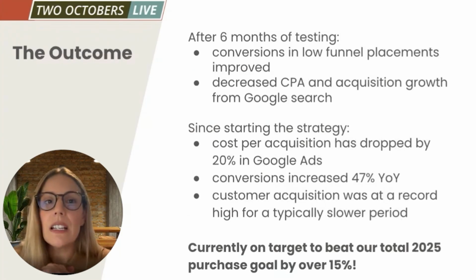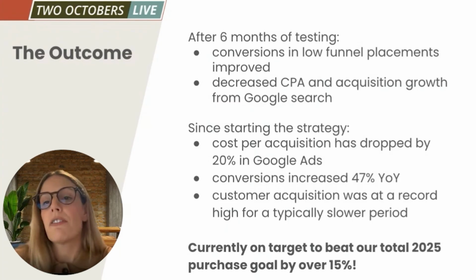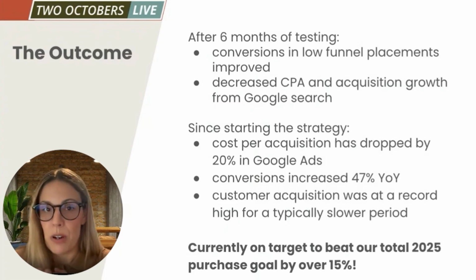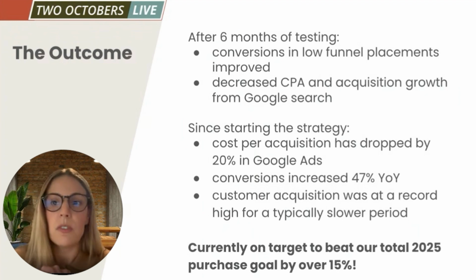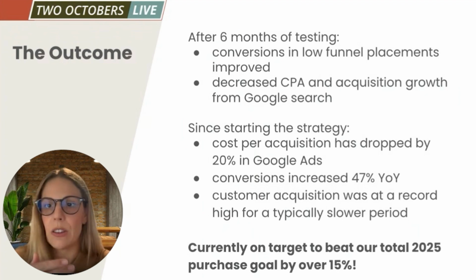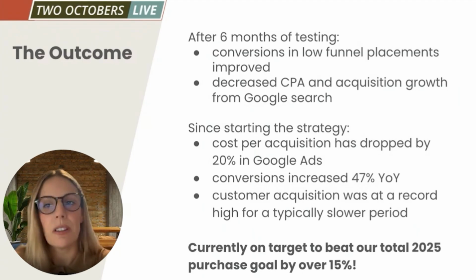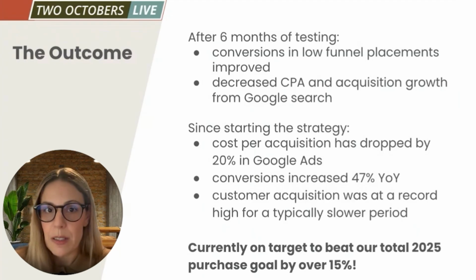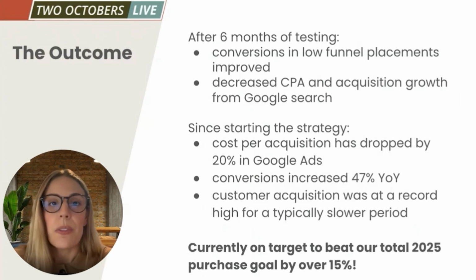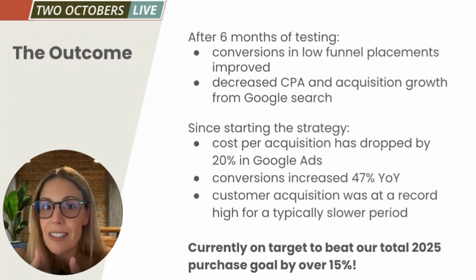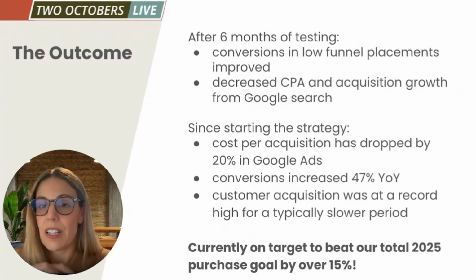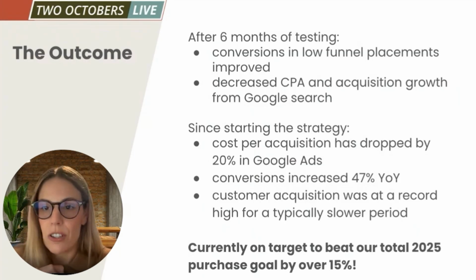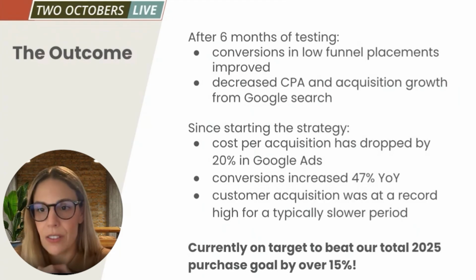The outcome: we allowed about 6 months of testing for this full funnel approach. It can take some time to get the funnel working the way you are intending it to work, with a lot of optimizations and considerations. But after about 6 months of testing, we saw that conversions in low funnel placements started to improve. So that meant that we were getting a decreased CPA in Google search, along with growth in the acquisition that we were seeing in Google search. So more of those conversions that actually turned into ROI for them.